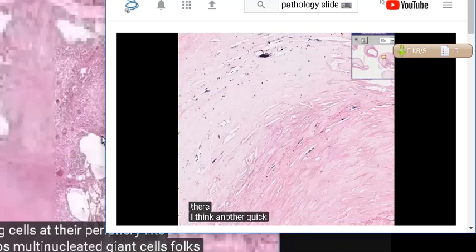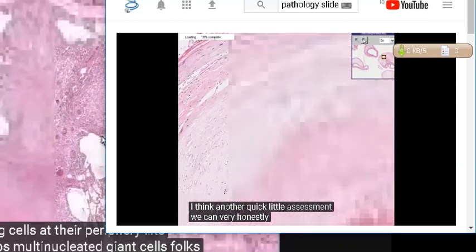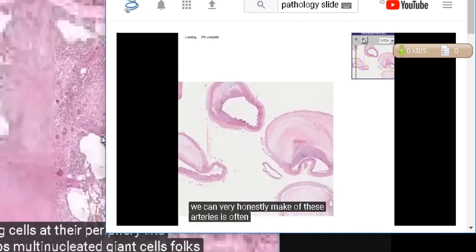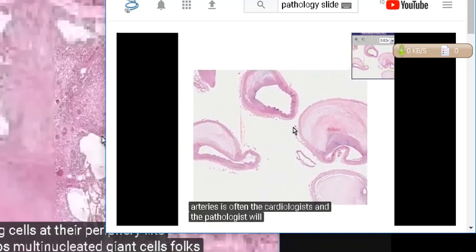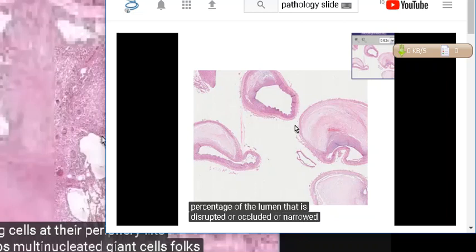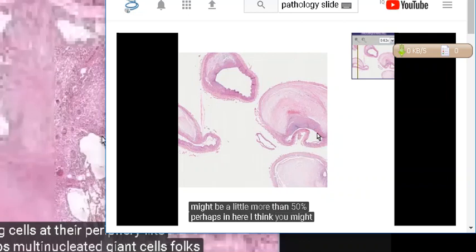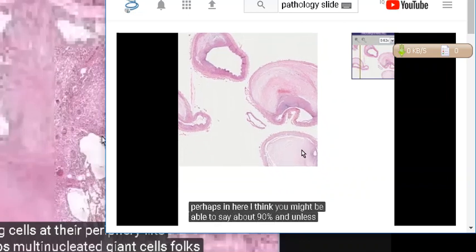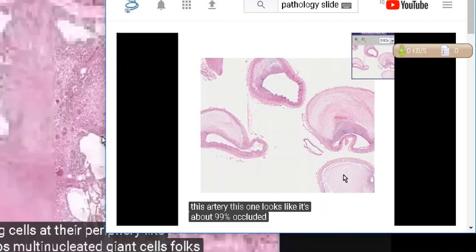I think another quick little assessment we can very honestly make of these arteries is often the cardiologist and the pathologist will comment about the percentage of the lumen that is disrupted or occluded or narrowed by these plaques. In this one, I think you could say 50%. Perhaps in this one, it might be a little more than 50%. Perhaps in here, I think you might be able to say about 90%. And unless we're missing something on the lower part of this artery, this one looks like it's about 99% occluded.